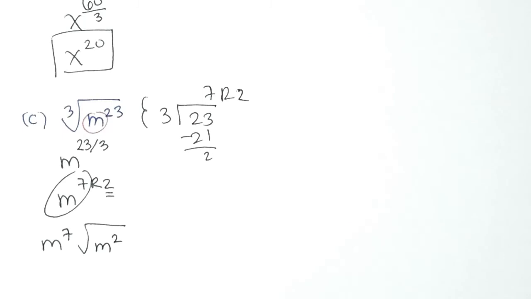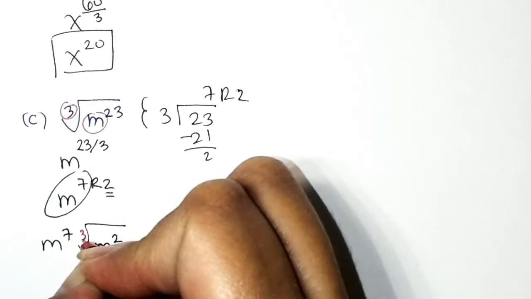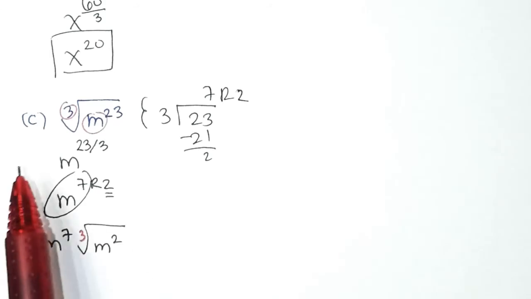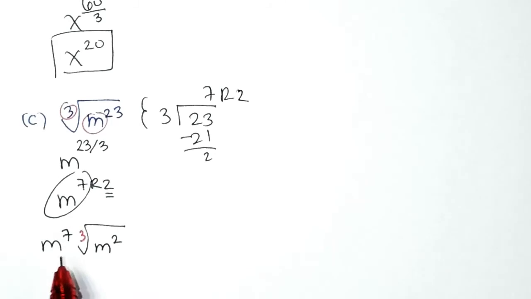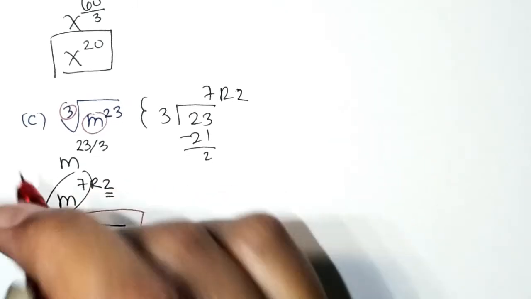Since the remainder is 2, that means that we're going to be left with 2 factors of m inside the radical. Okay, now in this case, if you have a leftover radical, it is important that you preserve that original index, unless you can simplify it further. So we're going to tell the world cube root of m to the 23rd power simplifies to m to the 7th times cube root of m squared. So that's my answer, and I'm sticking to it.